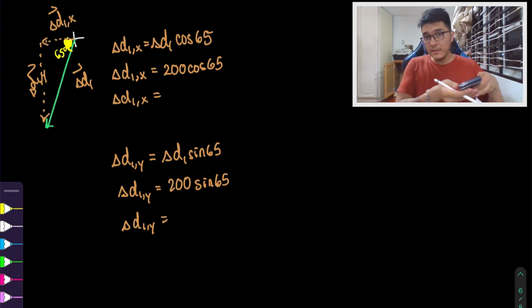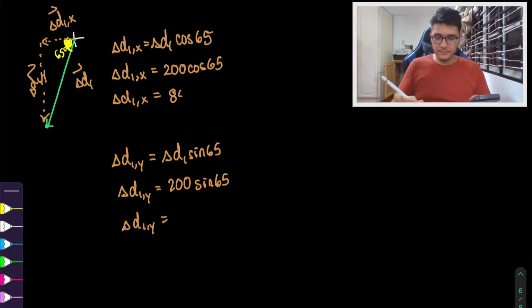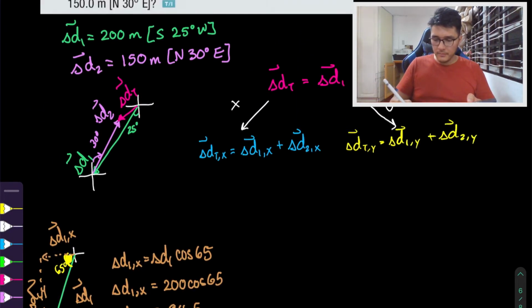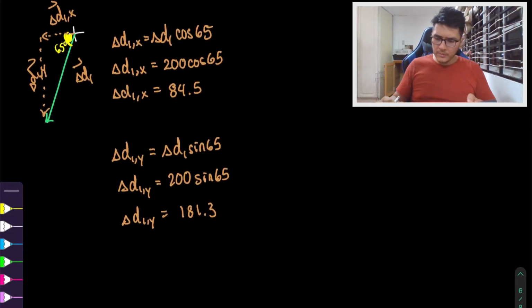Okay, so I'm just setting them up so that I can put them into the calculator. It'd be a lot easier. 200 cos 65, 84.5, and 181.3. What were the units? Meters? Yeah.